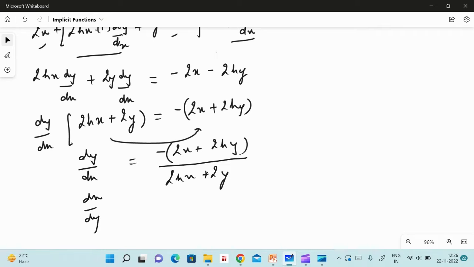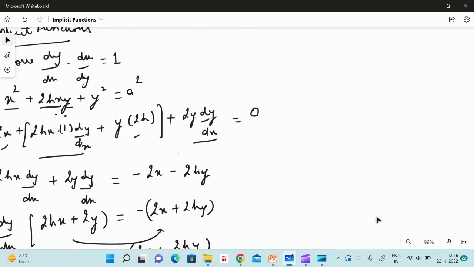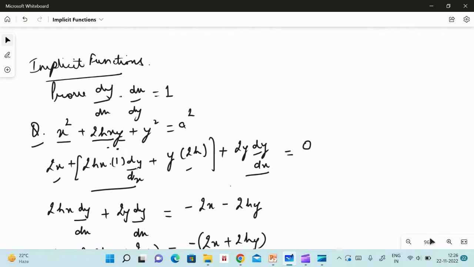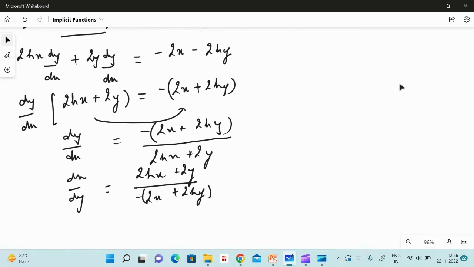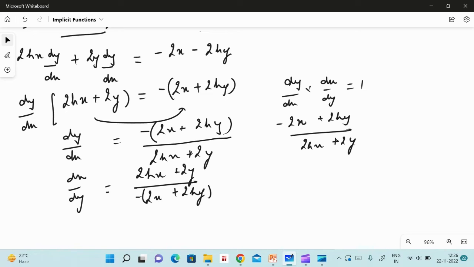In the same way, the value of dx by dy is 2hx plus 2y divided by minus 2x plus 2hy. Okay, so if you remember, it is given in the question that we have to prove dy by dx into dx by dy is equal to 1. So I can write it here, dy by dx into dx by dy is equal to 1. So we have both the values, right? I just put the values in the given equation and multiply.